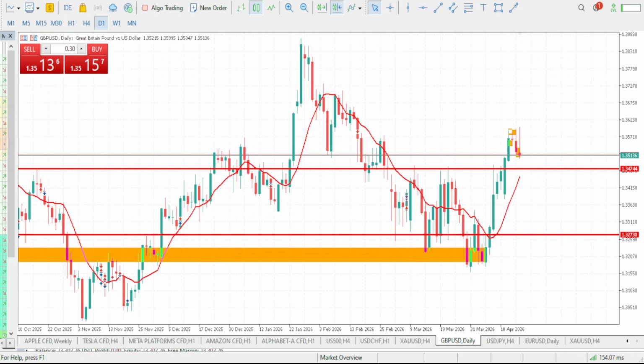So guys, let's take a look at what we are going to be expecting for the week on our GBP USD. So let's see what GBP USD is going to be giving us for the week.